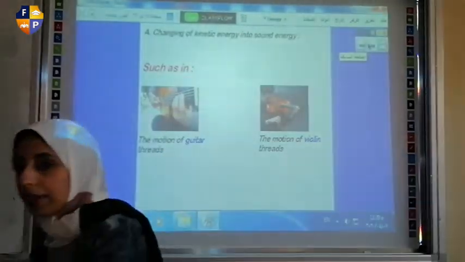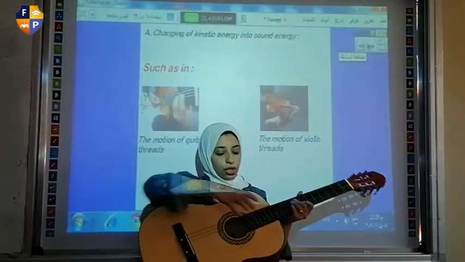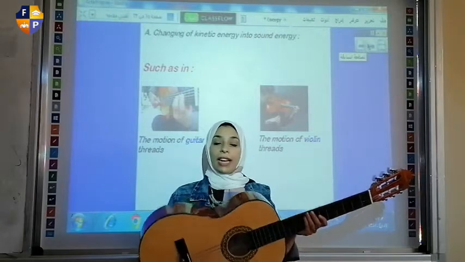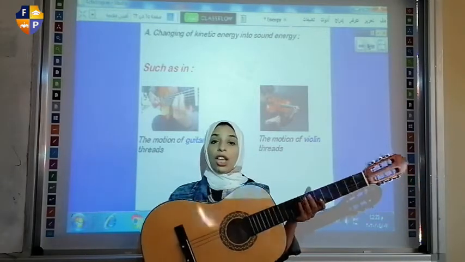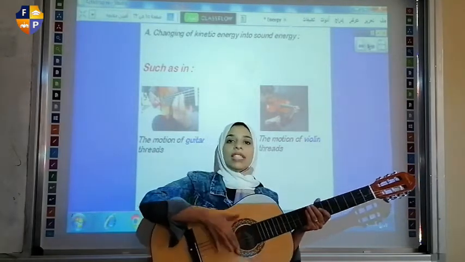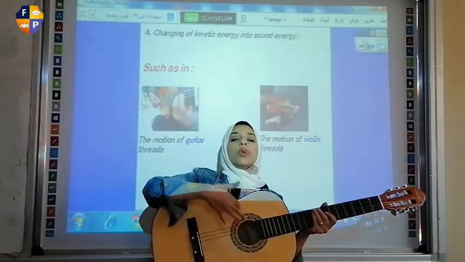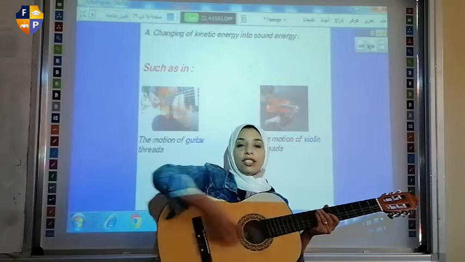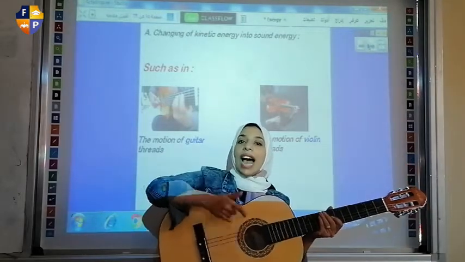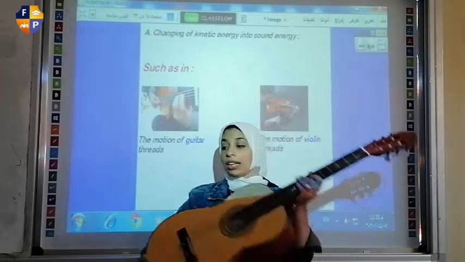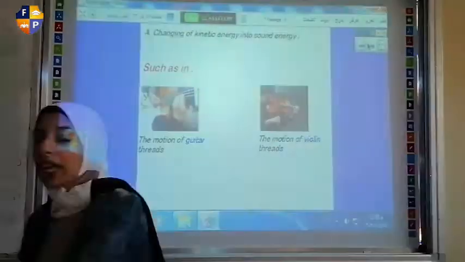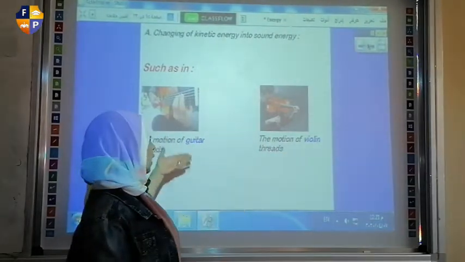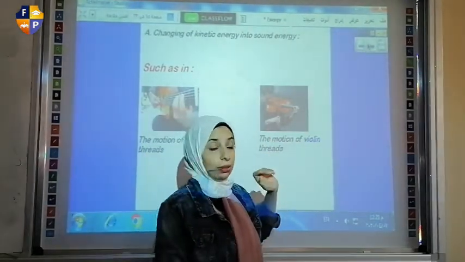Okay? I have the guitar. These are the strings in the guitar. Can the guitar produce sound energy now? No. But when I move these strings, it produces sound energy. So the kinetic energy that I give to the guitar produces the sound energy, right? So the kinetic energy can change into sound energy like the guitar and the violin.